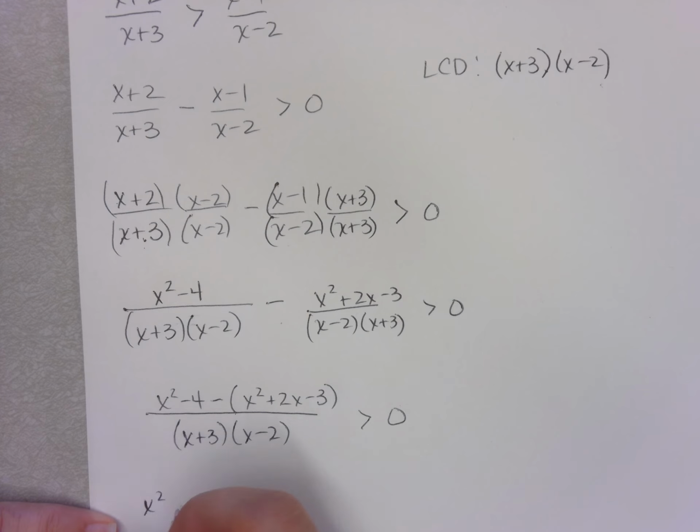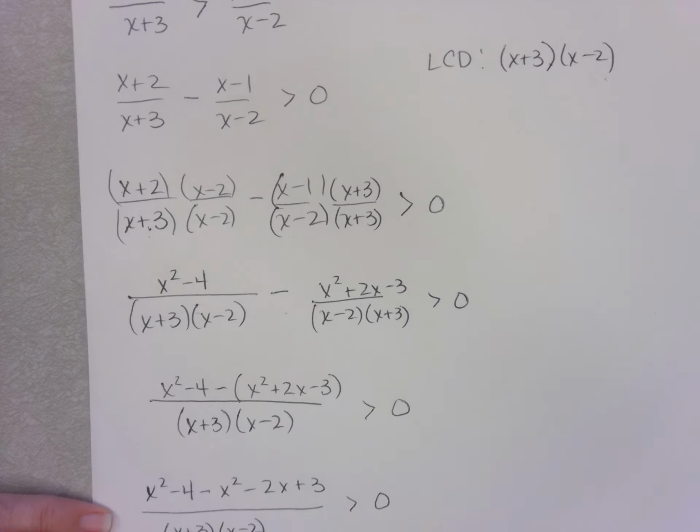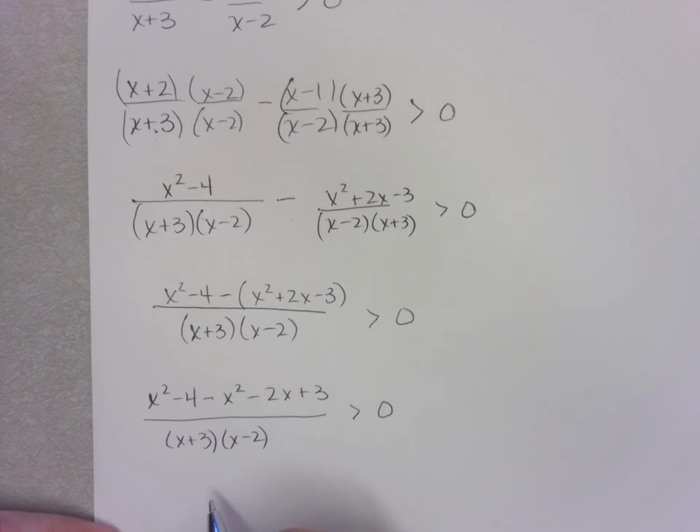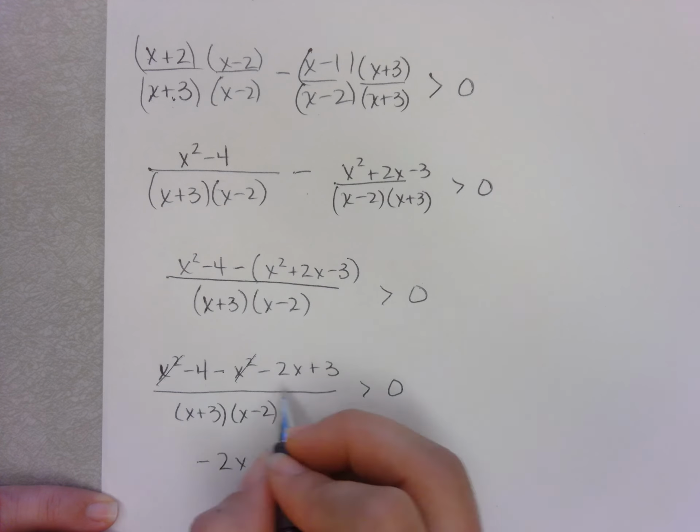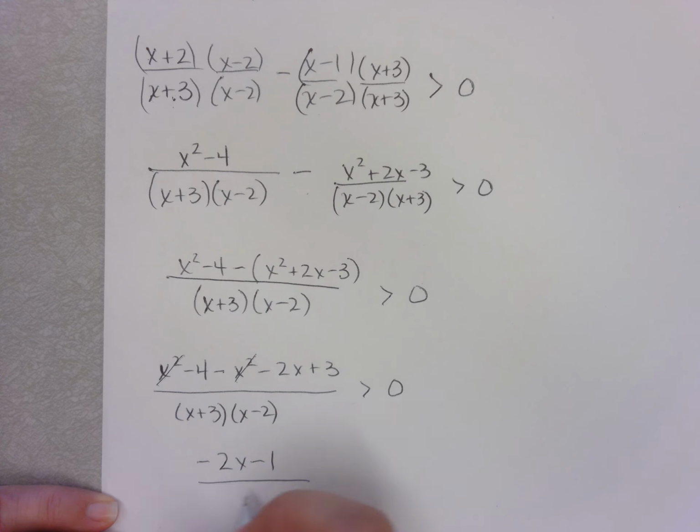All right, so let's distribute the minus. I get minus x squared minus 2x plus 3 on top. Denominator, x plus 3 times x minus 2 is greater than 0. Oh, how nice. My x squareds cancel. They just knock each other out. And I'm left with negative 2x and then minus 1 on top.